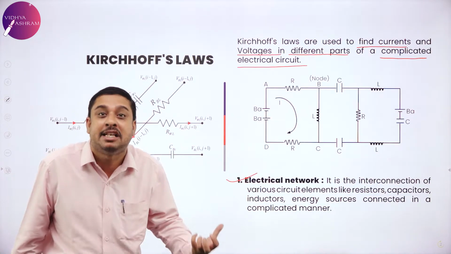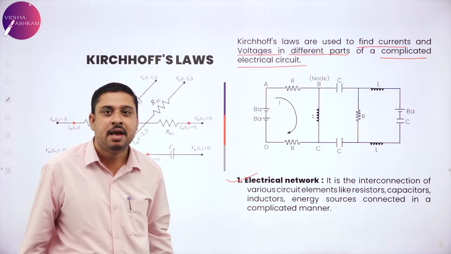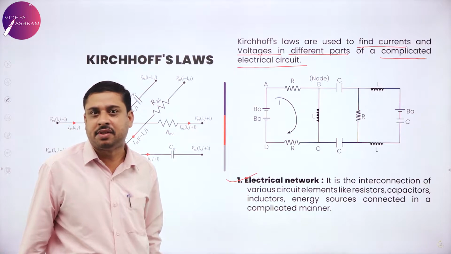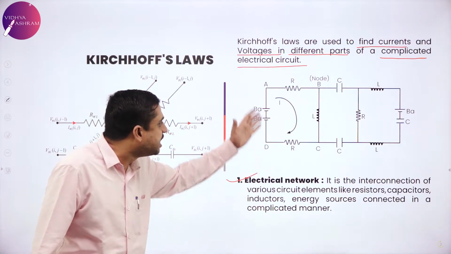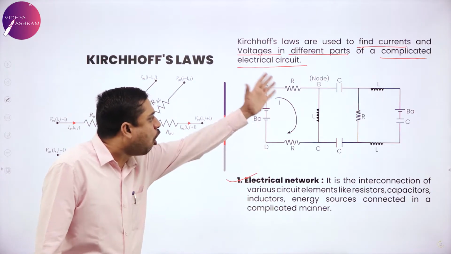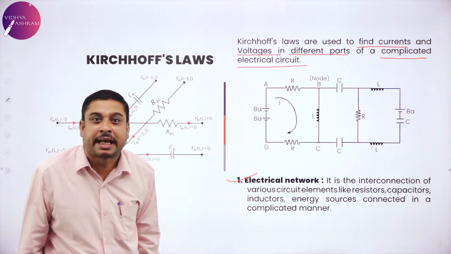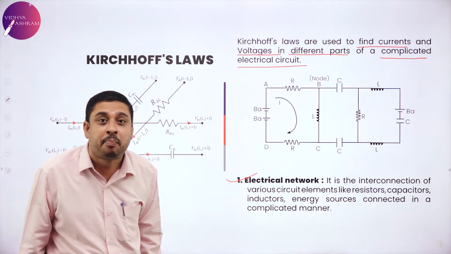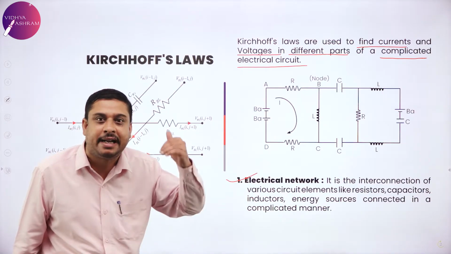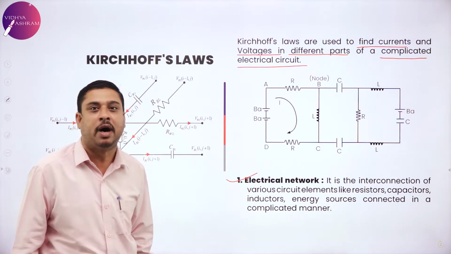What does it comprise of? Many circuit elements, umpteen circuit components. There will be resistors, capacitors, coils, batteries, oscillators, and all of them will be connected in a complicated manner, and this arrangement is referred to as electrical network.